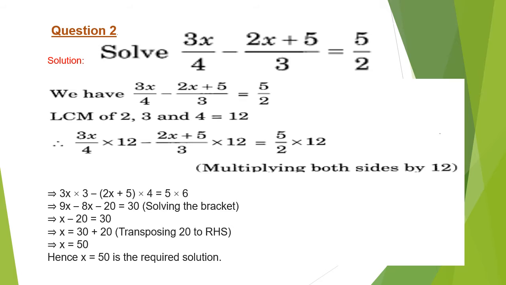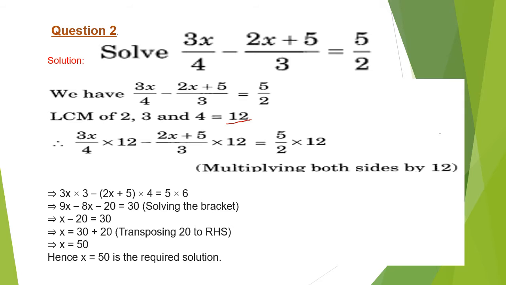Children, the question is solve 3x by 4 minus (2x plus 5) by 3, which is equal to 5 by 2. Children, we solved this type of problem in the last presentation. That means the second last presentation. Here there are different denominators, children. Each term is in the form of a fraction and each fraction has a different denominator. That means here the denominator is 4, here 3 and here 2. The denominators are different, so let us find the LCM of these denominators. For 4, 3, 2, the LCM is 12.